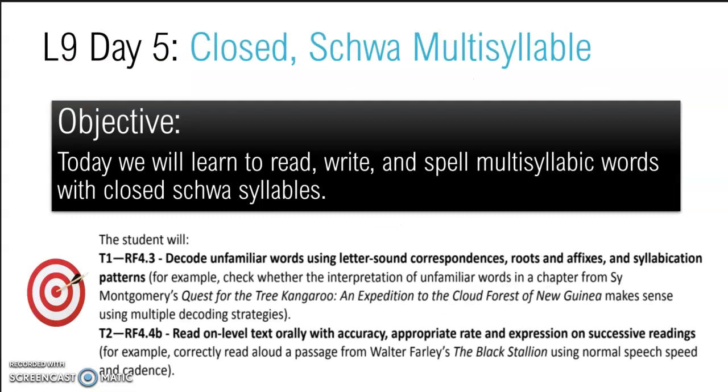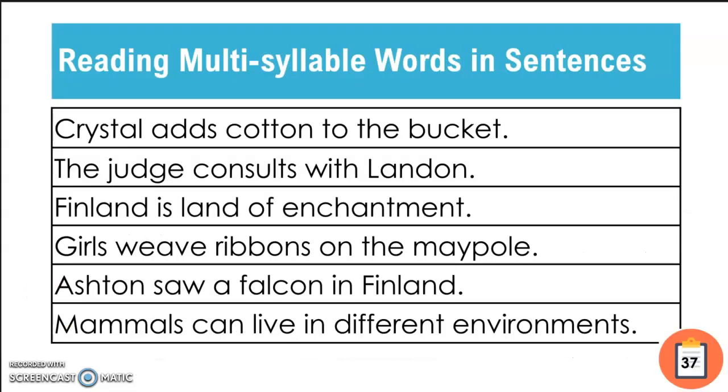Today's learning objective is to learn to read, write, and spell multisyllabic words with closed schwa syllables. First, we're going to take a look at the words that you see on the screen. You should have these words in your book as well. You're going to go ahead and read it in your head, and I will read it out loud. Please follow along.